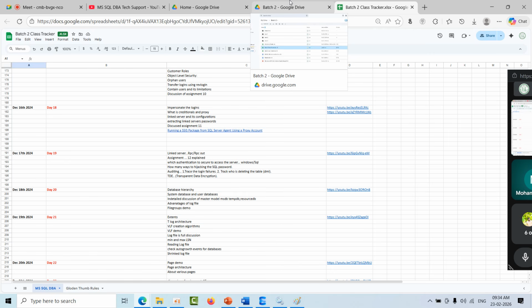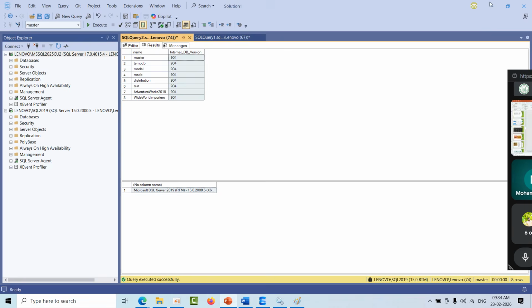And there is a lab tracker as well. Once I do that, you also do the same from your side, so that I can mark it as a practical that you have done. Now I will show you a small practical for you.